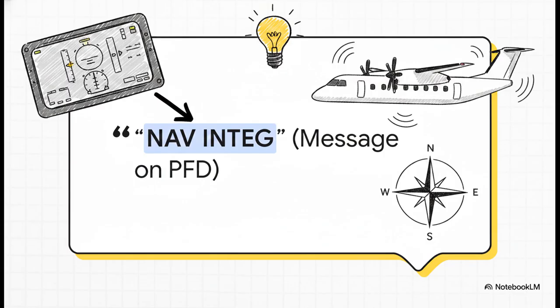So the exact phrasing we're zeroing in on is the appearance of the text Nav Integ directly on the primary flight display, or PFD. We aren't talking about a flashing light on the ceiling or some loud auditory alarm going off. It is literally this precise text popping up right in front of the pilots on their main screen.